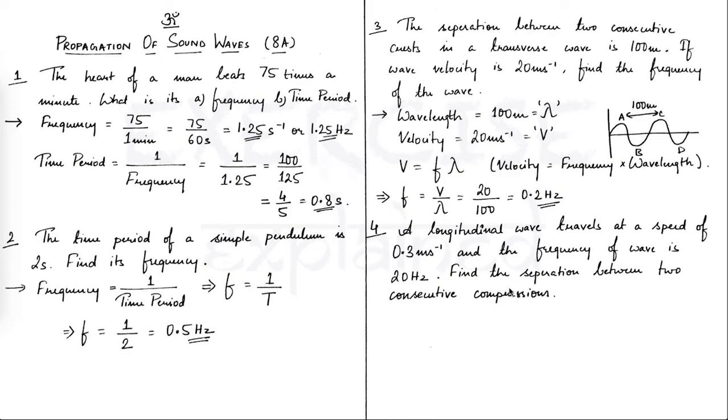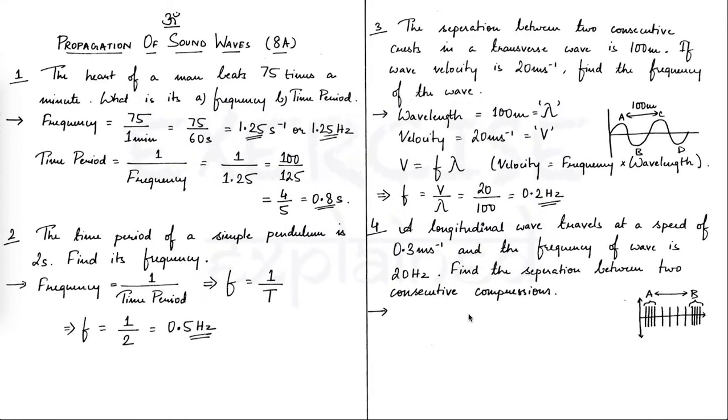Do remember that. Separation between consecutive crests, or separation between consecutive troughs, or separation between consecutive compressions, or separation between consecutive rarefactions all mean wavelength. So we need to find wavelength. So we would be using this formula only, that is V is equal to F lambda. Here I have just made a diagram which would denote the situation. These two are the compressions in a longitudinal wave. The separation between these two is the wavelength, and that is what we are supposed to find.